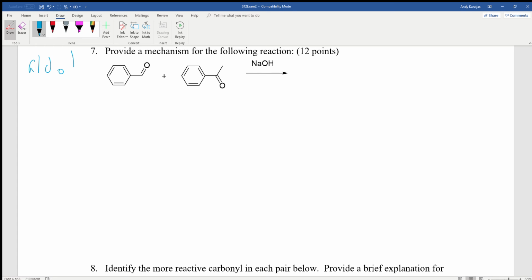This one, however, is different in that our ketone is going to be able to form an enolate. Again, we don't have to worry about selectivity. Benzaldehyde has no alpha hydrogens and therefore will be the electrophile. But in our first step, as with any of these reactions, our base will remove an alpha hydrogen and form an enolate.